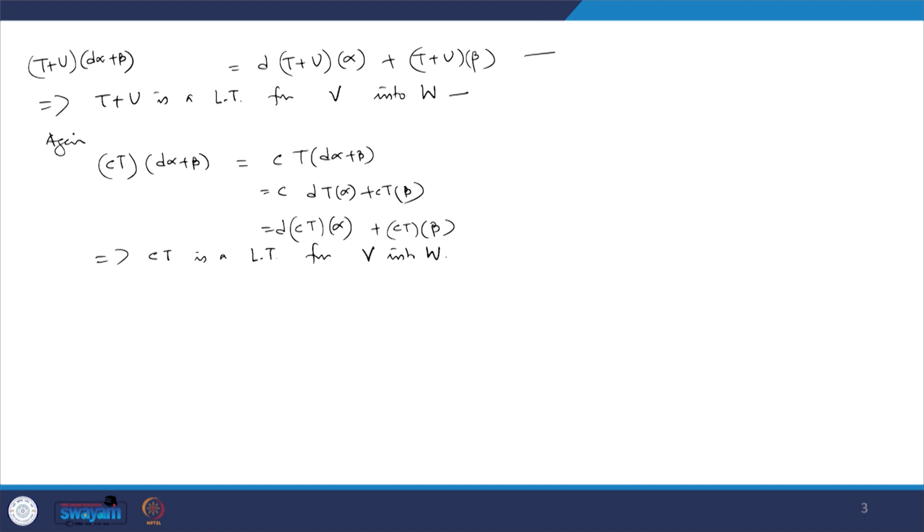So, we have seen that if T is a linear transformation from V to W and U is also a linear transformation from V to W, then T plus U is also a linear transformation from V to W, and C times T is also a linear transformation from V to W.